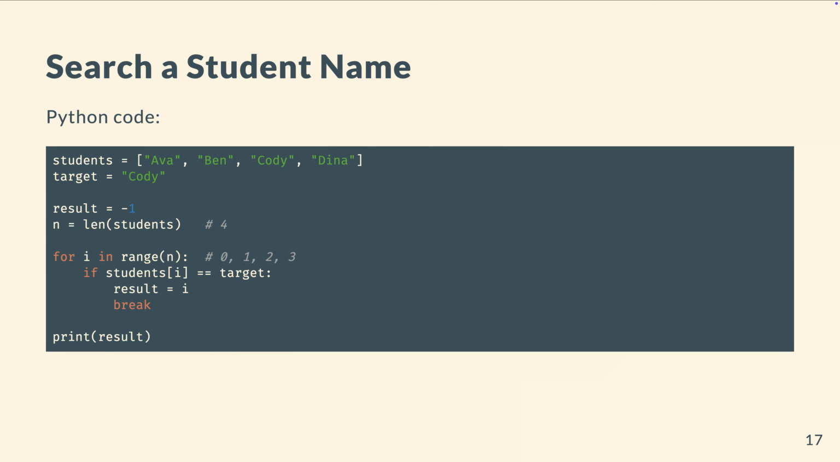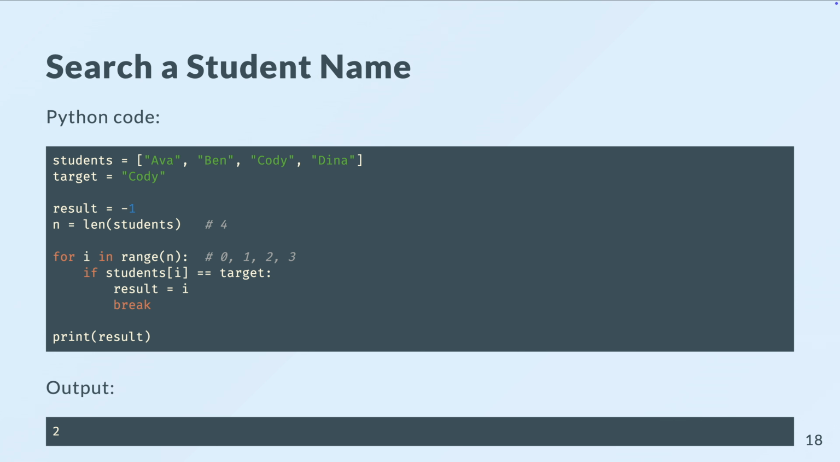When i is 0, the list item is Ava, not Cody. When i is 1, the list item is Ben, not Cody. When i is 2, the list item is Cody. We found the target. So we set result to 2, then break to stop early. Then we print result. The output is 2. That means Cody is at index 2 in the list.